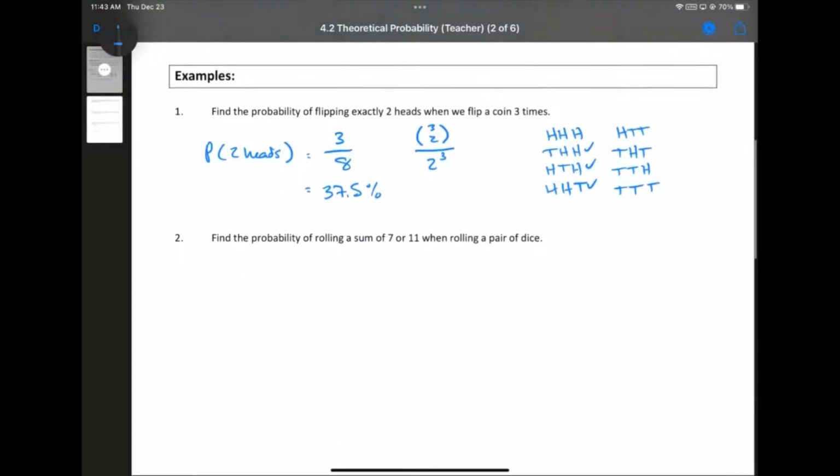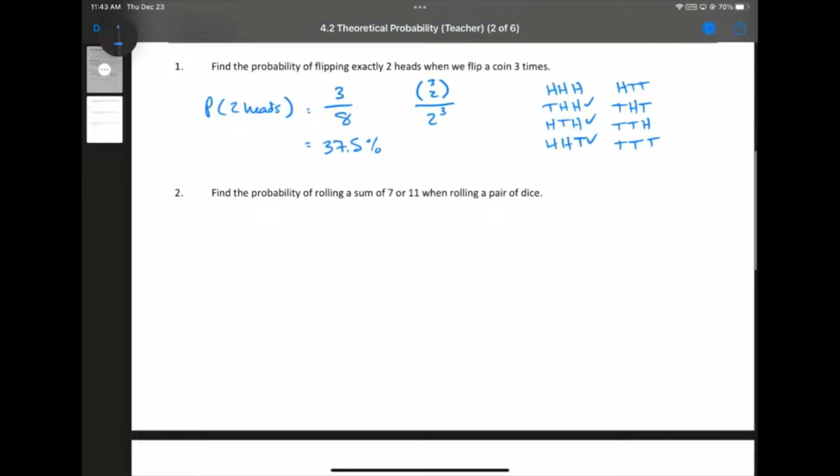Question 2. Find the probability of rolling a sum of 7 or 11 when rolling a pair of dice. Now, there's different ways we could tackle this one. The way that I'm going to use, and I would recommend that you use it too, is by making something called a dice table. It seems like it's something that takes forever, but it actually is relatively quick.